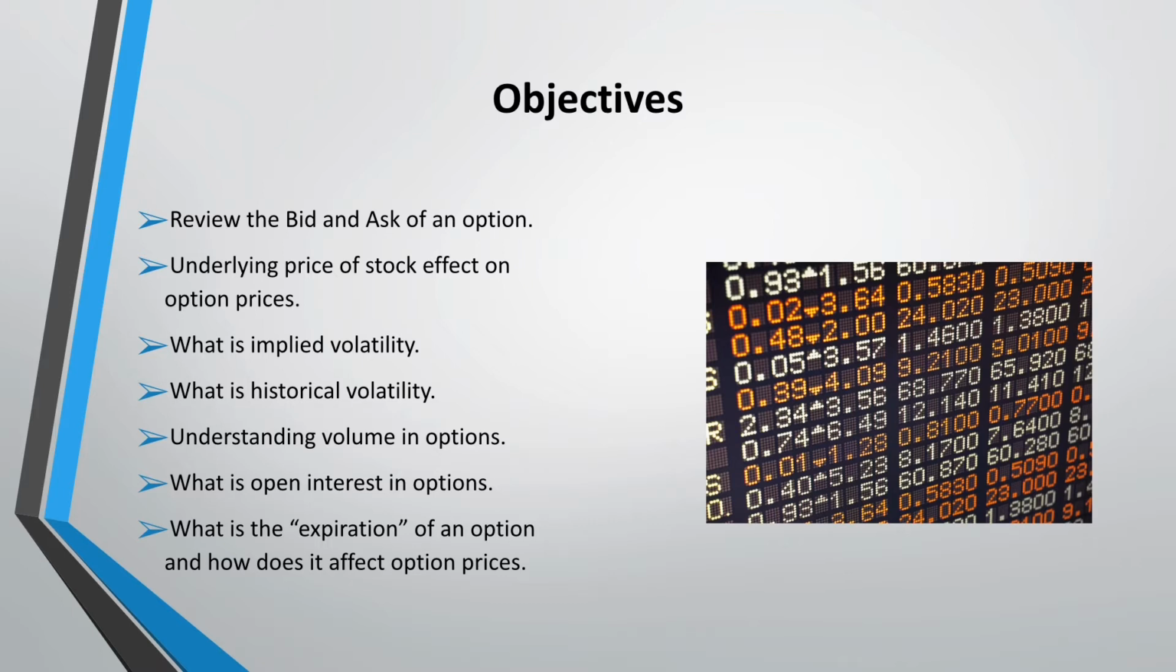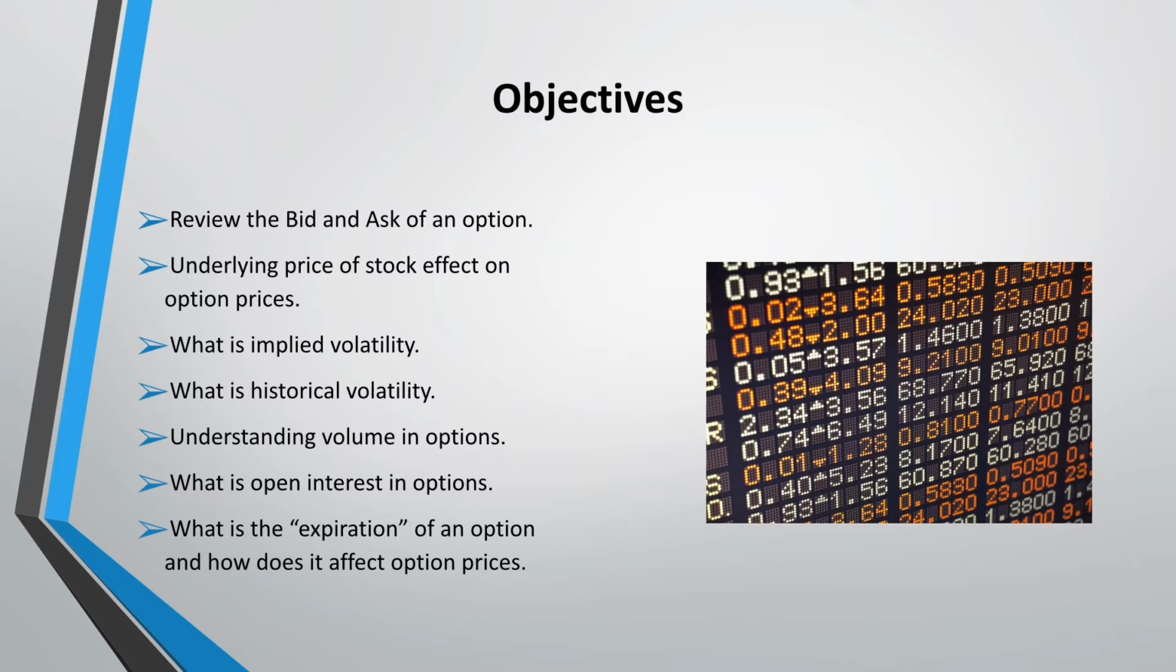We will go over the implied volatility. We will go over historical volatility. We will make sure today that you understand how volume and open interest works. Now, keep in mind, this is the most important part of trading options: being able to recognize where that volume is going to.